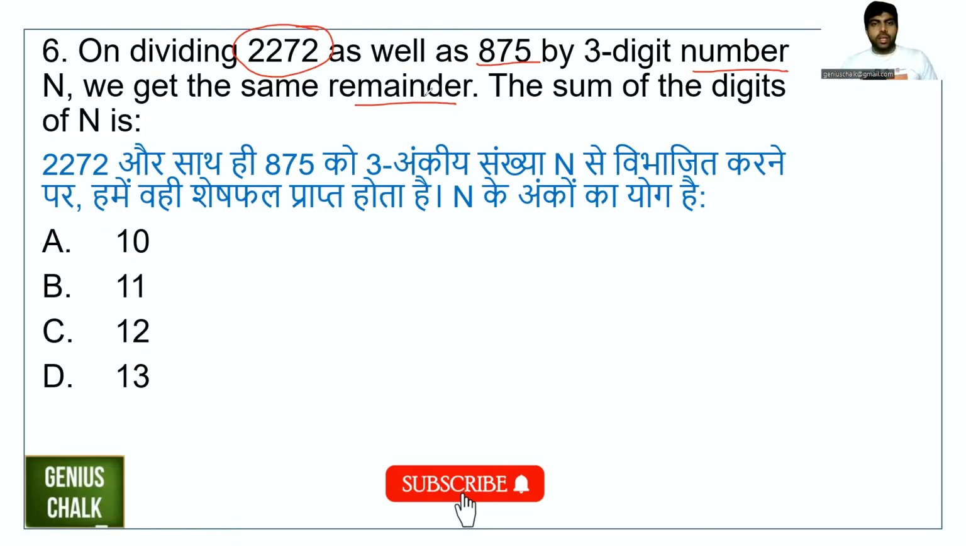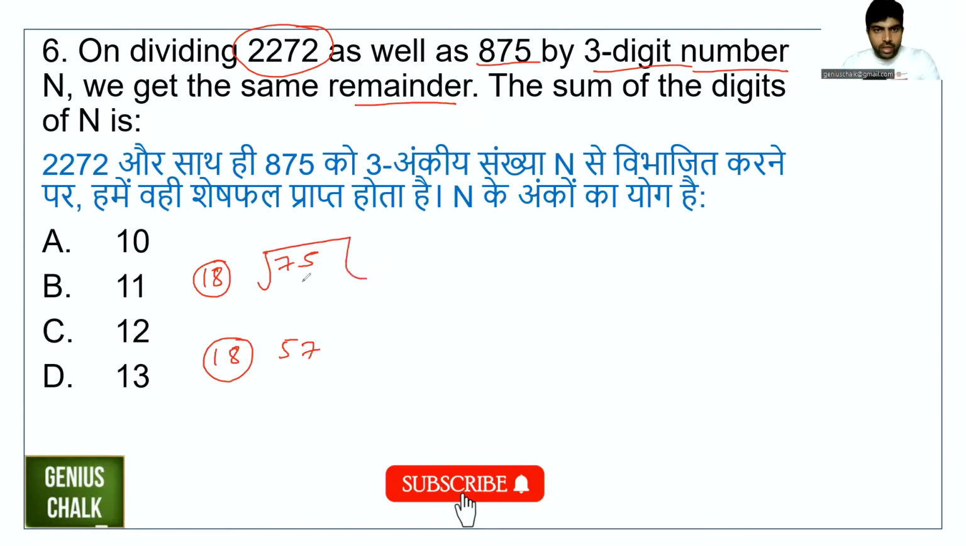So what is the concept? Let's check. Suppose I take a number, say 75, and I'm dividing it by 18, right? Then I take, say, 57, and I am dividing it by 18. Here 18 is a 2-digit number. I'm not taking a 3-digit number like here. I'm taking a 2-digit number.